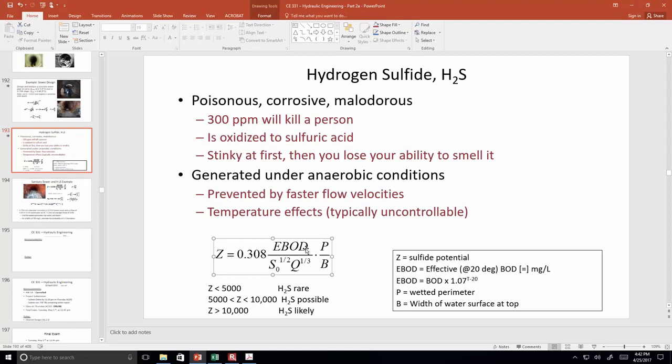Now this EBOD is an environmental factor related to something called BOD, which is biochemical oxygen demand. And that's how much pollution is in the wastewater. One of the ways that they measure pollution is how much oxygen would be required for bacteria to break down all of the organic material in the wastewater. And so the E means effective BOD, which is where we're just adjusting the BOD as a function of temperature. And warmer weather promotes hydrogen sulfide formation. And so we'll take the temperature in Celsius, minus 20, and so 1.07 to the power of T minus 20, multiplying that by BOD, will tell you the effective BOD.